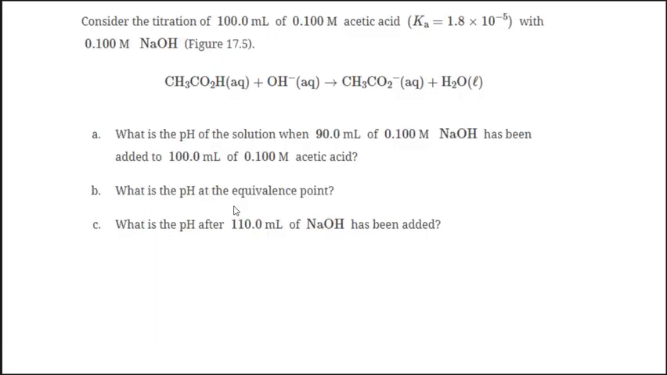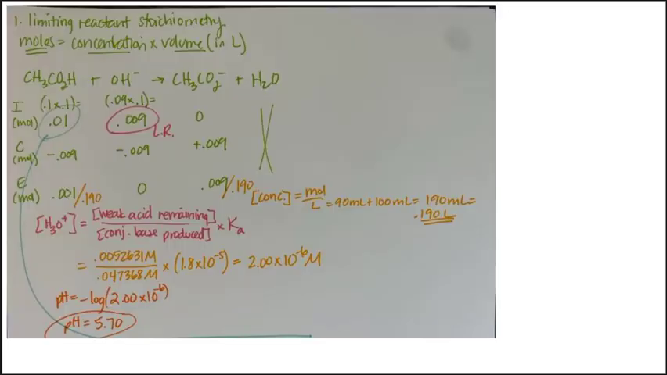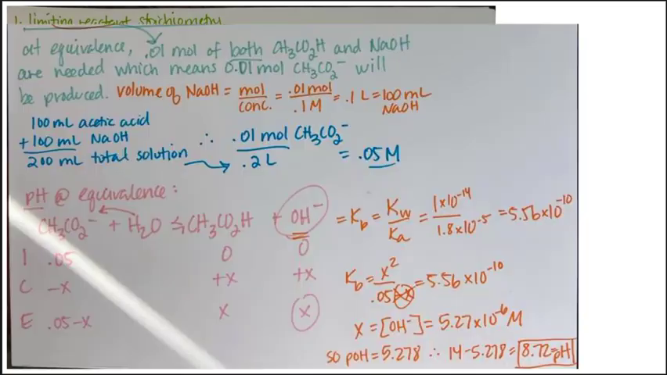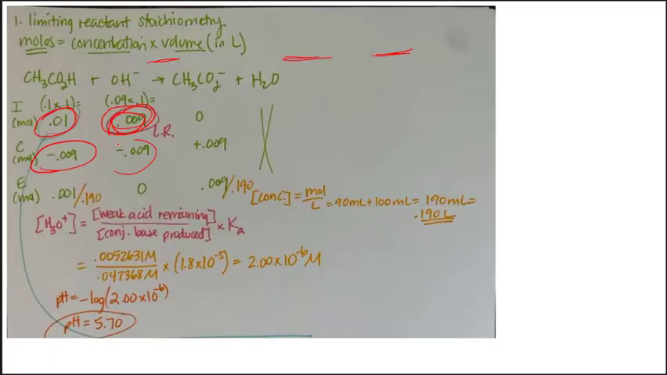Part B wants to know the pH at the equivalence point. Well, we know that equivalence point means that we have equal moles of acid and base. I had 100 milliliters of acid and it was 0.1 molar, so I have 0.01 moles of my acid, so I would need 0.01 moles of my base. And if I had 0.01 moles of both my weak acid and my strong base, that means that I would subtract 0.01 and add 0.01 of my conjugate base.